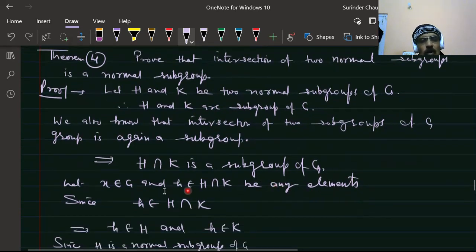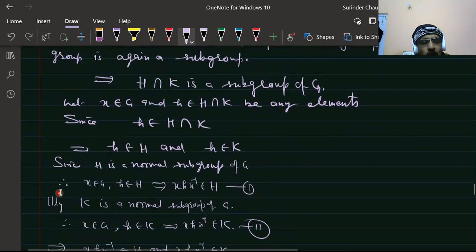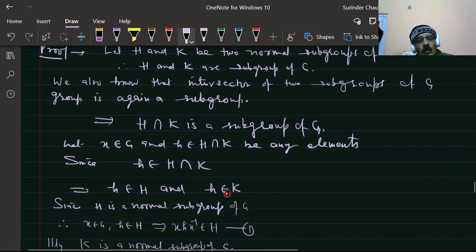Let x belong to G and h belong to the intersection, be any element. Since h belongs to H intersection K, by the definition of intersection, h belongs to H and h belongs to K. Since H is a normal subgroup of G, therefore x belongs to G, h belongs to H, then x h x inverse belongs to H. This is given: H and K are normal subgroups.